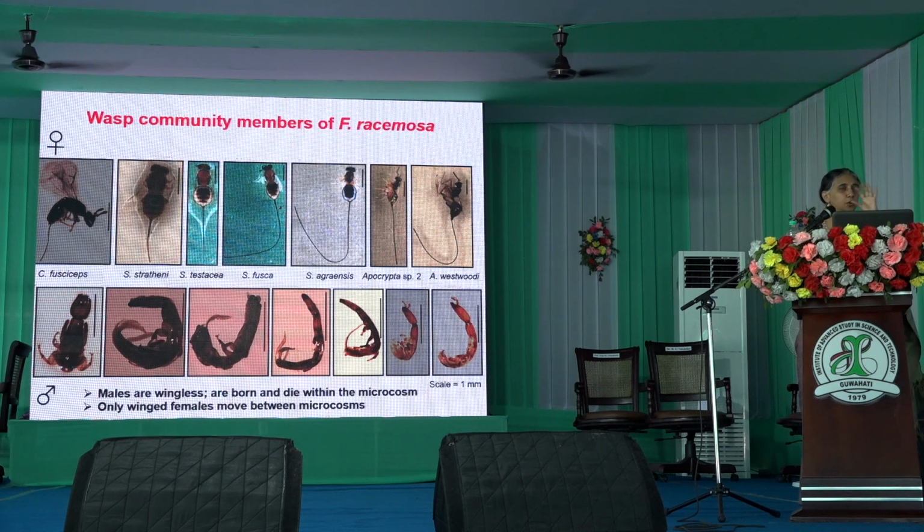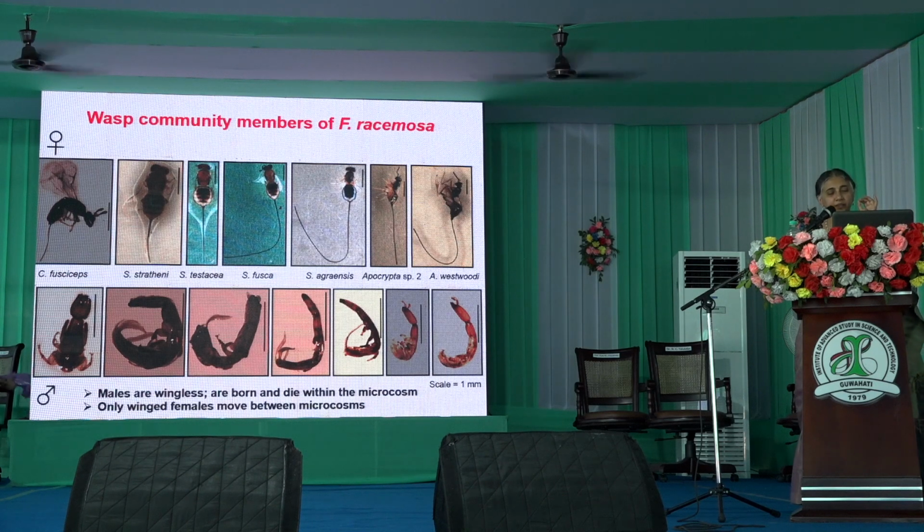All the wasps in the lower panel are males. They are wingless and they will die within the microcosm in which they are born. So their function is to release the females from their galls. They mate with the females. They allow the females to leave from the microcosm, and then a few hours later they die.